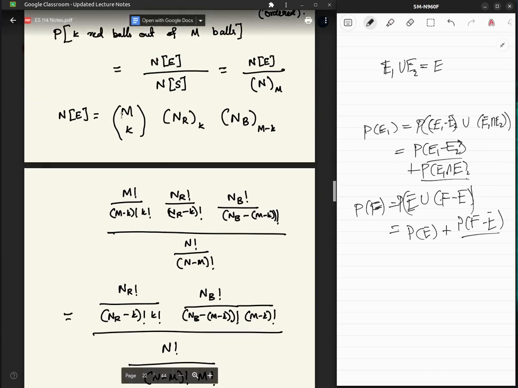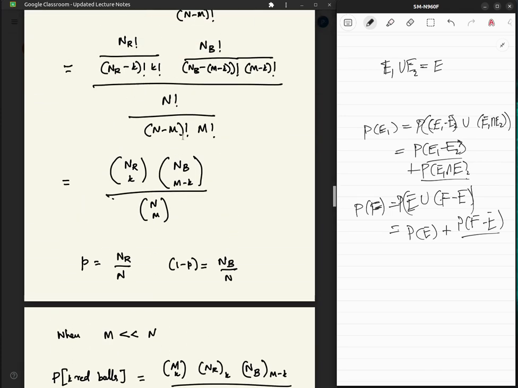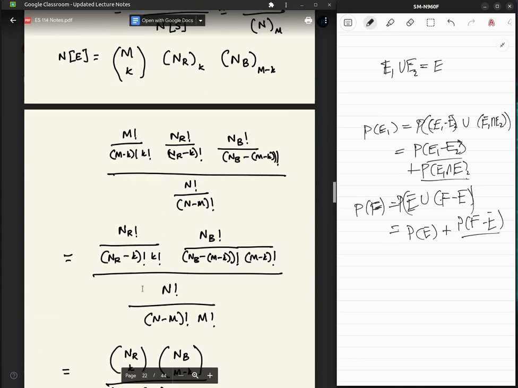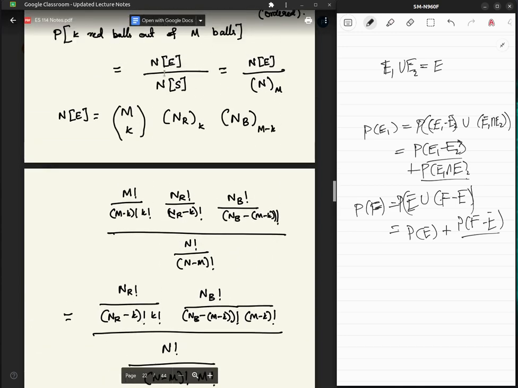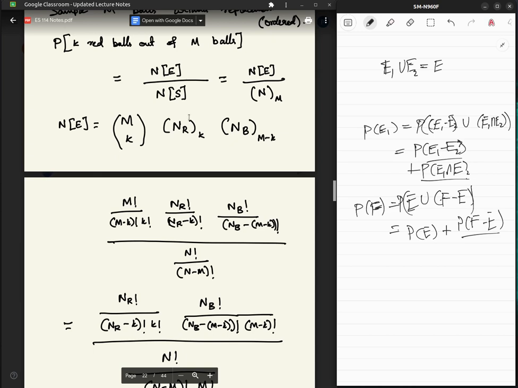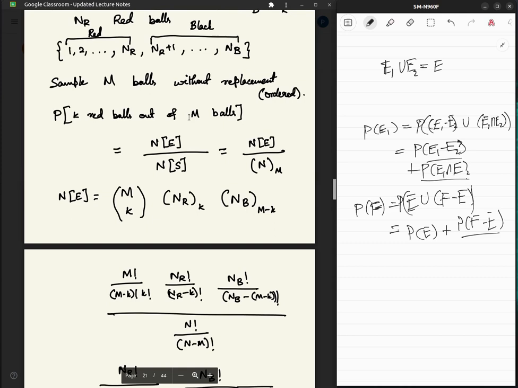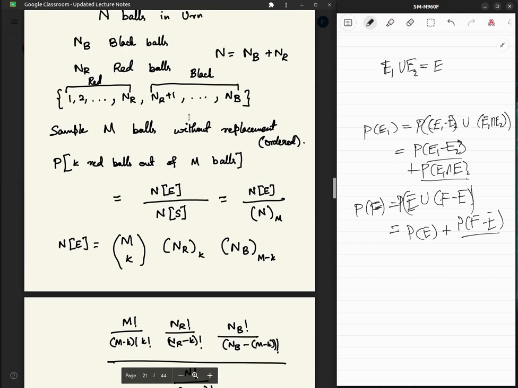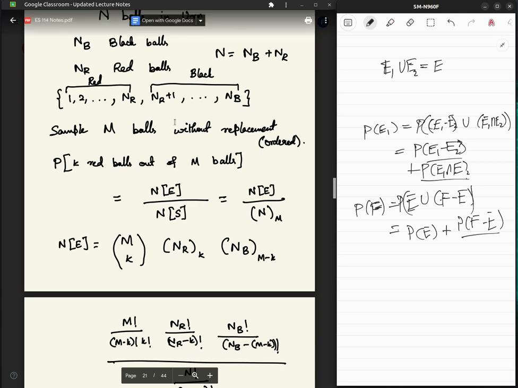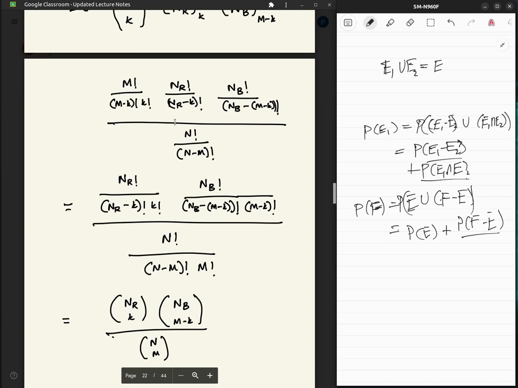Wait, what even is this thing? He just did N of E, right? No, wait, this has to be like the probability because... Oh, that's kind of weird, isn't it? What's our sample space? So the sample space is like from all these N balls, you just want K. So you're just permuting. Yeah, it's just that stuff. So in the denominator, you're gonna have N factorial upon N minus K factorial. Okay. Something like that.